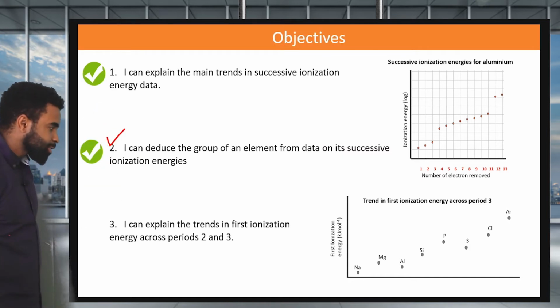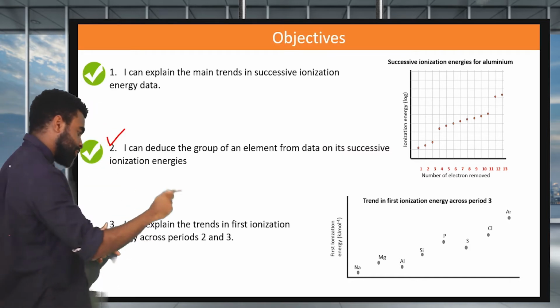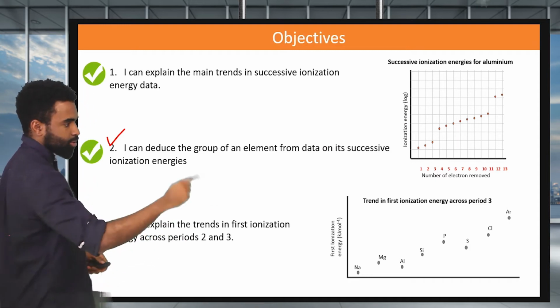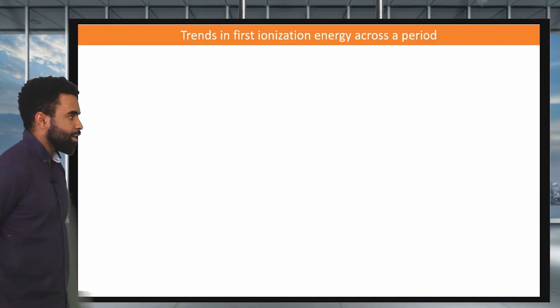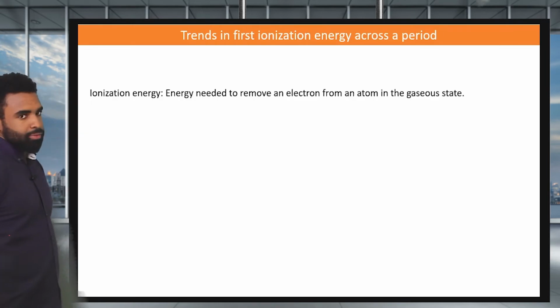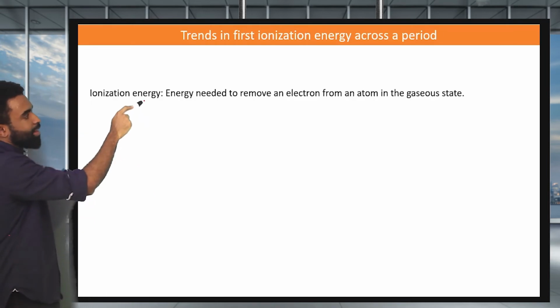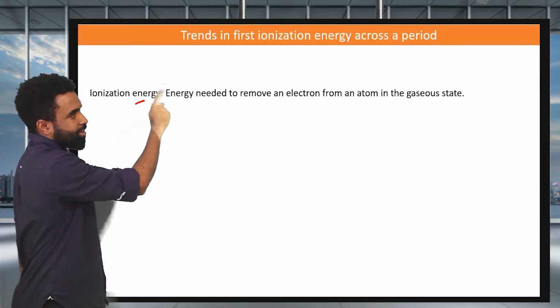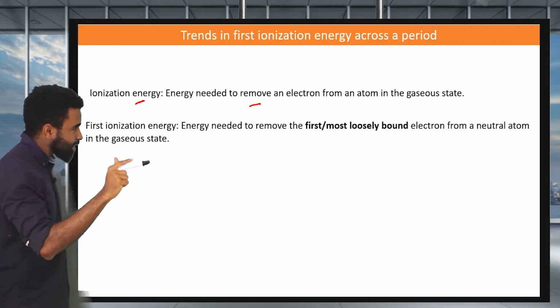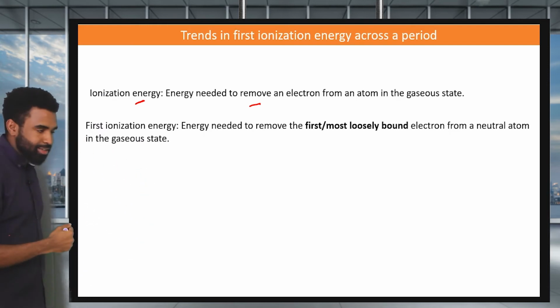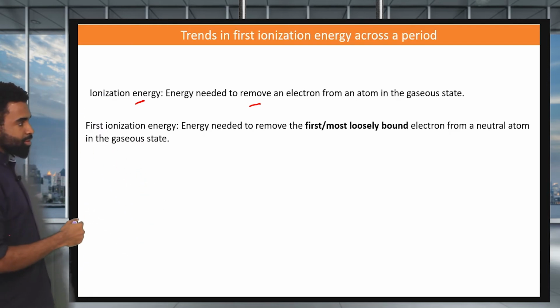Number 3, I can explain the trends in first ionization energy across periods 2 and 3. How do we explain such a graph? Let's do a revision of our definitions. We remember the definition of ionization energy as the energy needed to remove an electron from an atom in the gaseous state. We can be more specific and define what we call the first ionization energy. You might be asked for this definition on the exam.